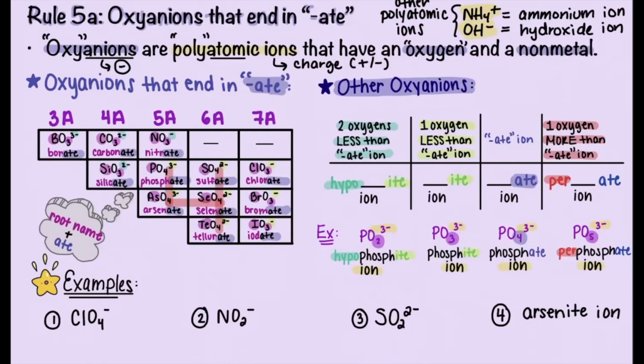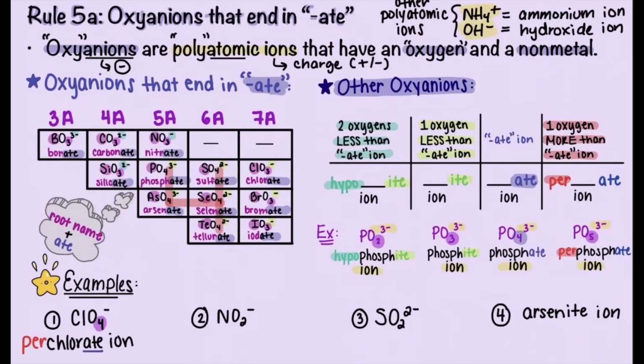Okay, let's try some practice examples of these oxyanions. Let's take the first one, ClO4 negative. The original is ClO3 negative, which is chlorate. So if they added one more oxygen here, what does that become? Perchlorate ion. We're adding one more to the ate, hence the prefix per.